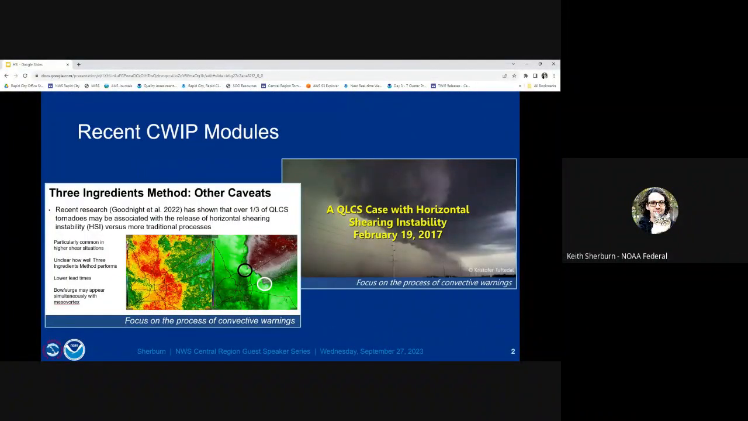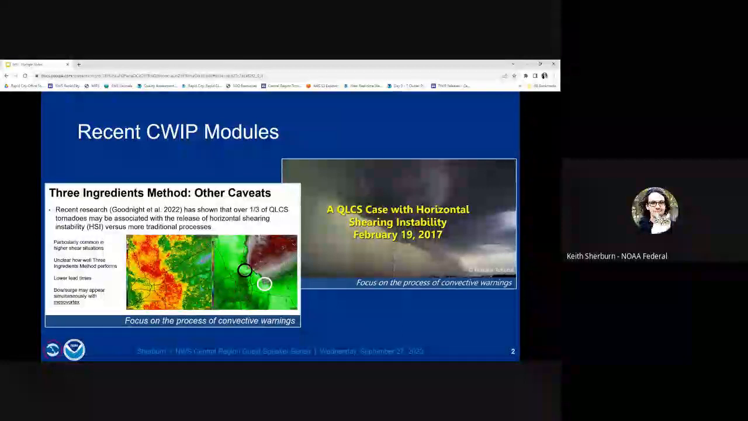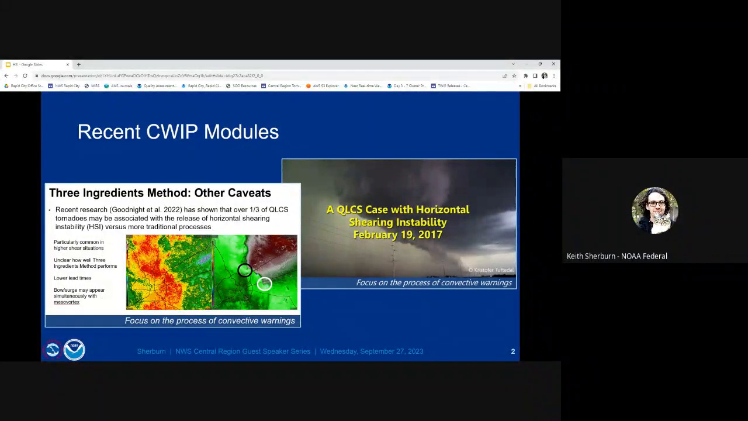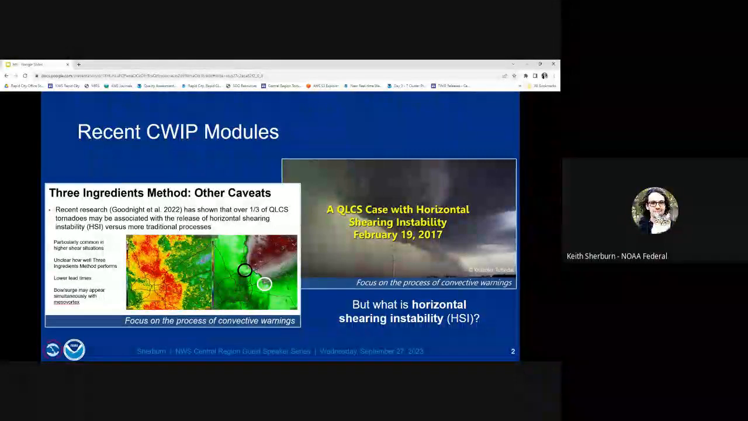I'll start with some motivation for this topic. For those who don't know, I'm a member of the Central Region Convective Warning Improvement Project team, or QIP, as I mentioned before. We've recently released some modules referencing horizontal shearing instability. But in some of our internal discussions, we agreed that some additional context on the concept of horizontal shearing instability, or HSI, might be helpful for a more thorough understanding of these modules. So to begin, a simple question: what is horizontal shearing instability, or HSI?